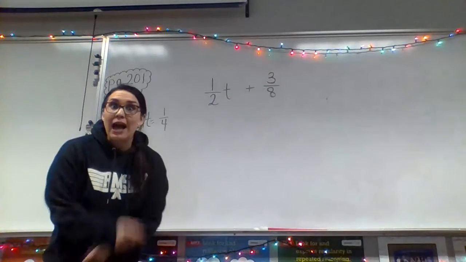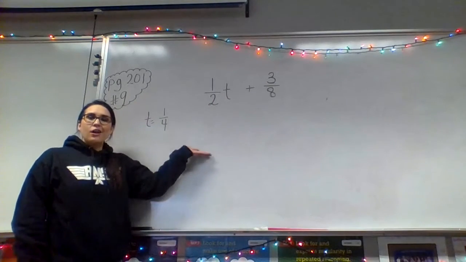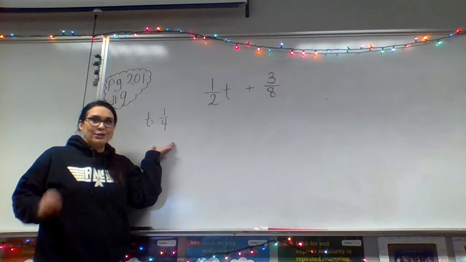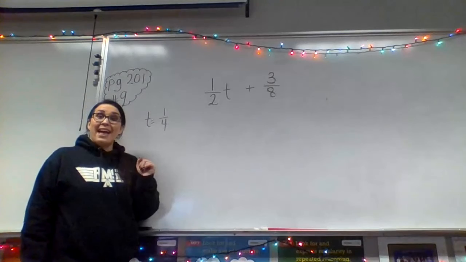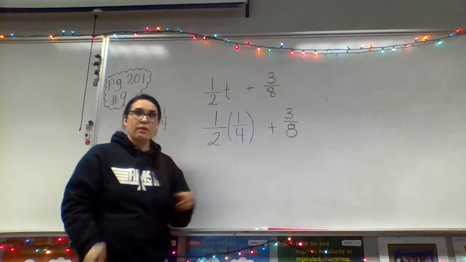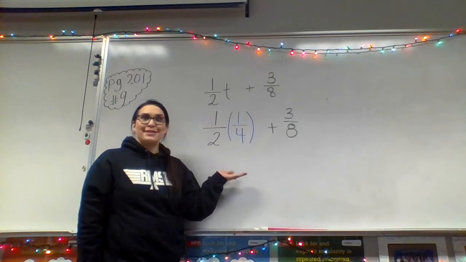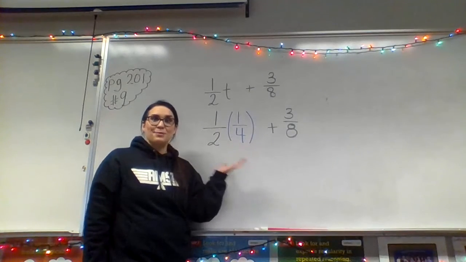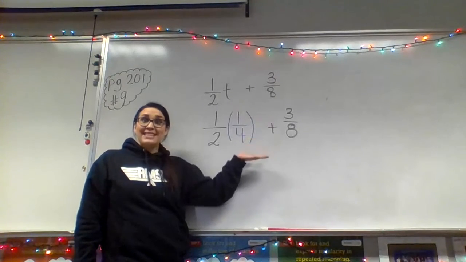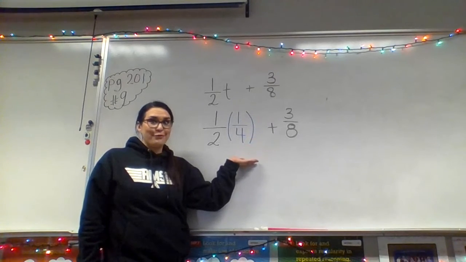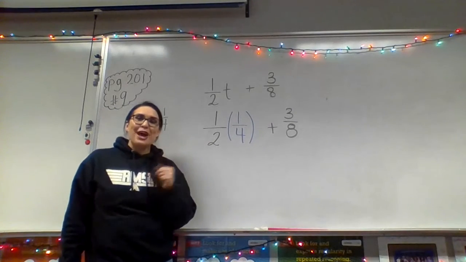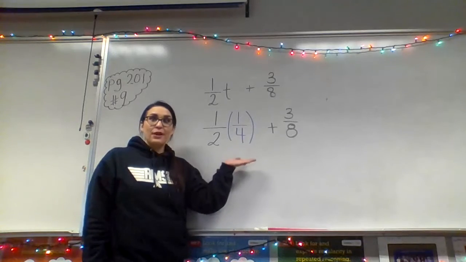But we got more information, my friends, right? Our lovely Envision book told us that t, our variable, is actually equal to 1/4. So now I have enough information to plug in that value and actually solve it. The very first step that I did is I rewrote this algebraic expression, but instead of having t as my variable, I substituted 1/4 for t because that's what I was told the value was. So now I'll actually have 1/2 times 1/4 plus 3/8.